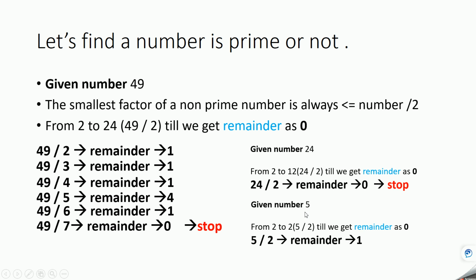So here, if you see this 5, if you divide this 5 from 2 to 2 itself, because half is 2, when you divide this 5 by 2, you will get remainder as 1, and you cannot proceed further. So in this case, this remainder is 1 and we cannot proceed further. This means this 5 is a prime number.